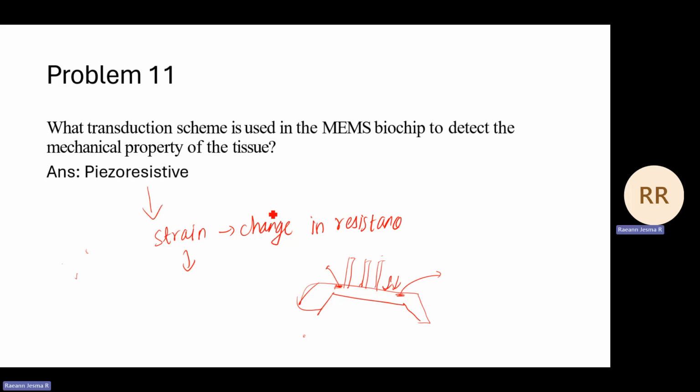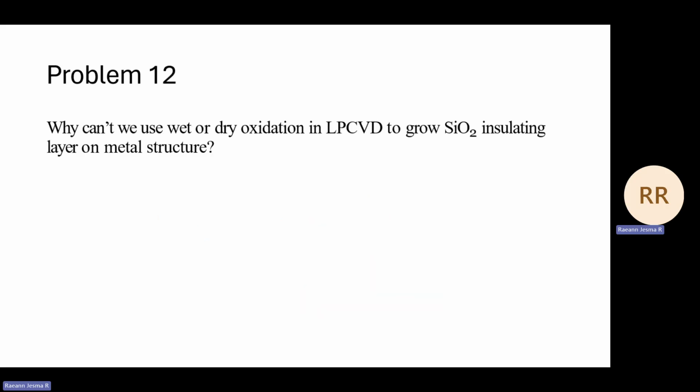So we'll have some change in the resistance due to change in the strain. By connecting these types of piezoresistors in some sort of Wheatstone bridge configuration, we can measure how much change in the stiffness of the tissue is present when we are using different types of tissue, like healthy tissues and unhealthy tissues. So the answer is piezoresistive transduction scheme. Next, we'll move on to problem 12.